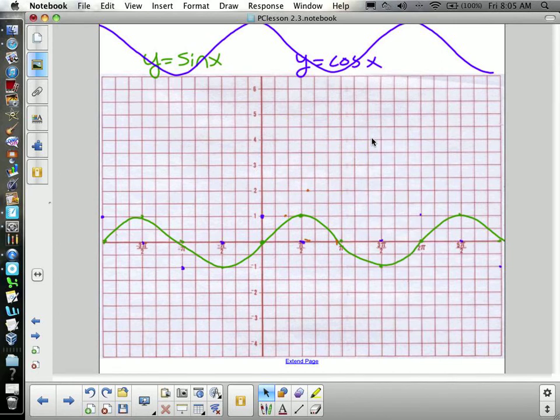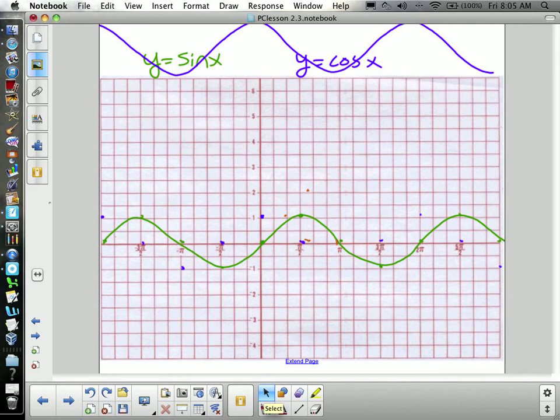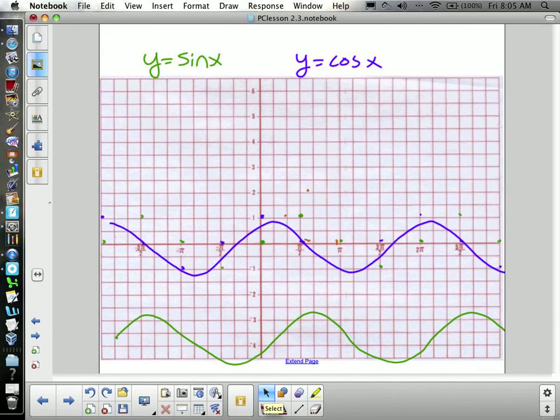I'm just going to put cosine up here for a second. I'm going to take sine, get rid of that, and just bring cosine in. Notice that cosine symmetry is with the y-axis, right?